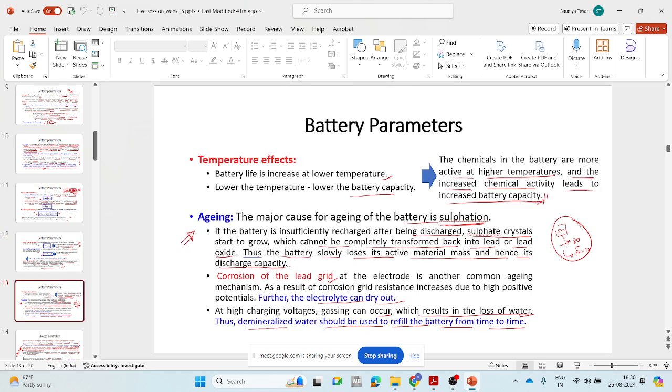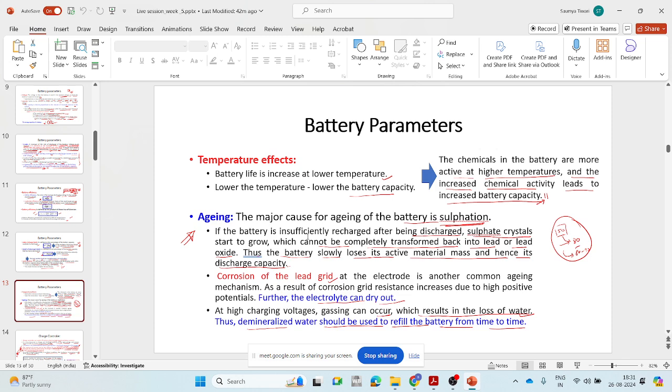And the temperature effect. If we are trying to have a good life of the battery, then you need to operate it at lower temperature. But the chemicals used in the battery are more active at higher temperature, so at higher temperature the battery performance in terms of chemical activity is higher. So lower temperature decreases the battery capacity, but for battery lifetime, low temperature is more favorable.